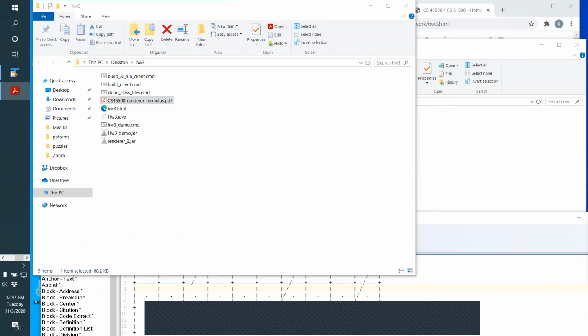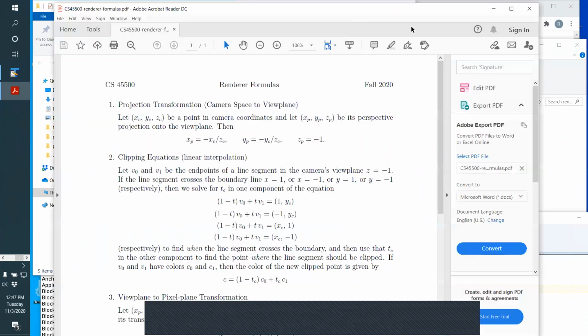It's opening on the other monitor. Okay.